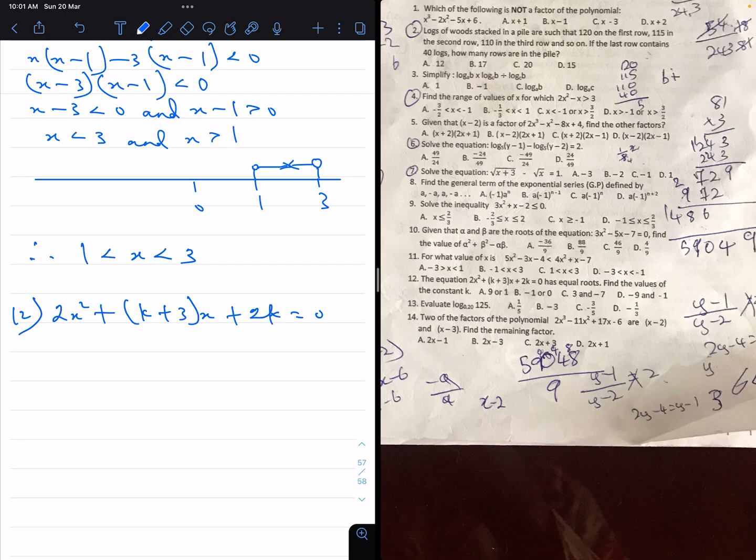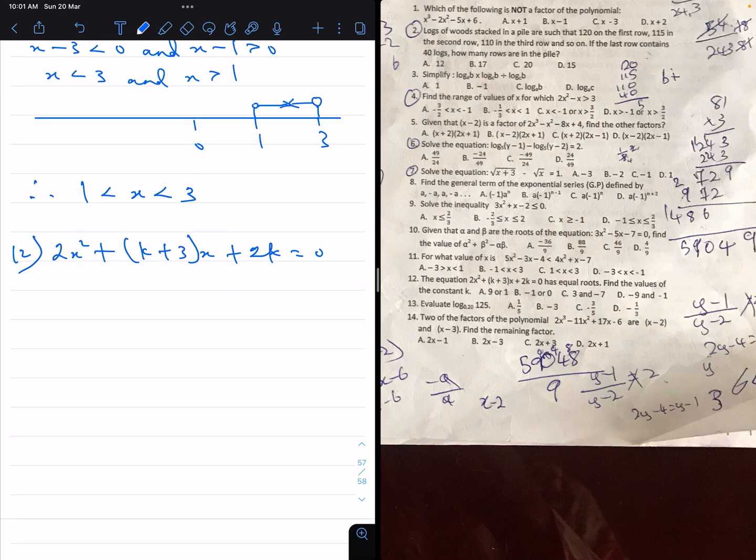Look at that. 2x squared plus (k plus 3) times x plus 2k equals 0 has equal roots. Find the values of the constant k. How do we do this one? How do you find the values of the constant? Is this under inequality? No, this is an equation now.